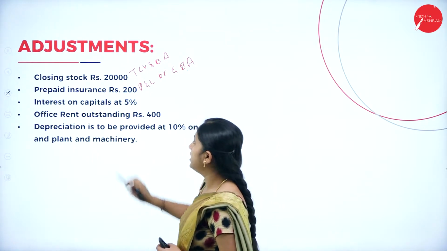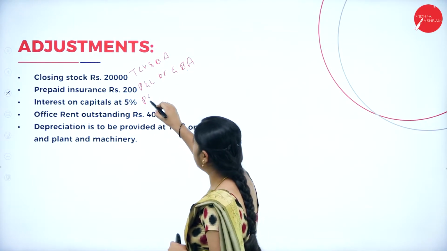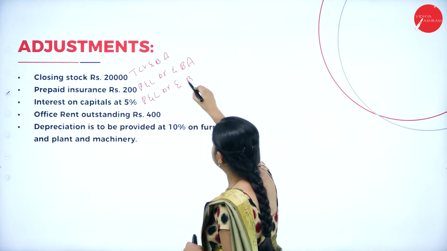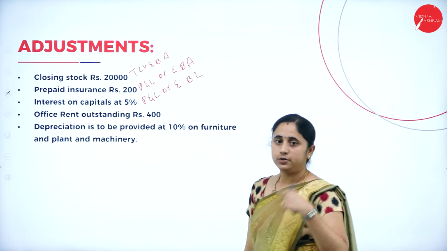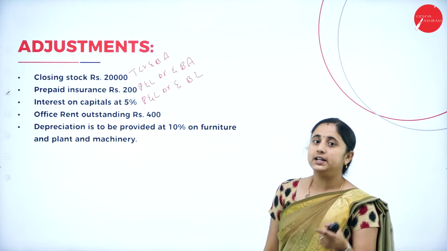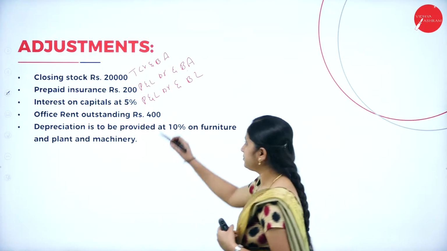Then interest on capital. Interest on capital, indirect expense, profit and loss account debit side, and again balance sheet liability side. You will add with the capital. Capital, add interest on capital. Again add net profit or less net loss.